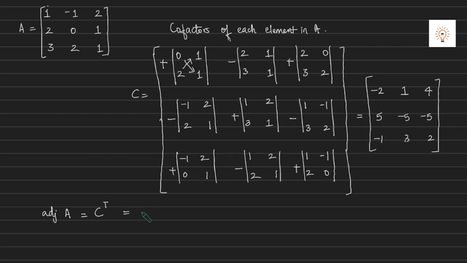Now the transpose means you are interchanging the rows and columns of the matrix. So I'm just going to interchange the rows and columns of the matrix we just obtained. I'll get -2, 1, 4, 5, -5, -5, -1, 3, 2. Now this is what we call the adjoint matrix. So what we have found here first is the cofactor matrix, and then we are doing the transpose of that matrix and we are getting the adjoint matrix of A.